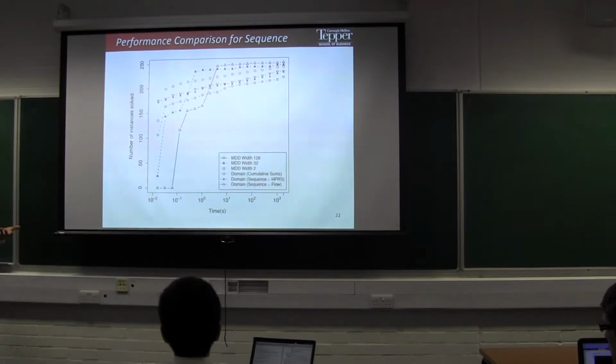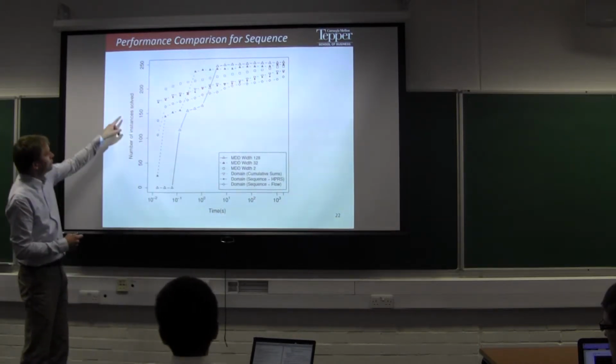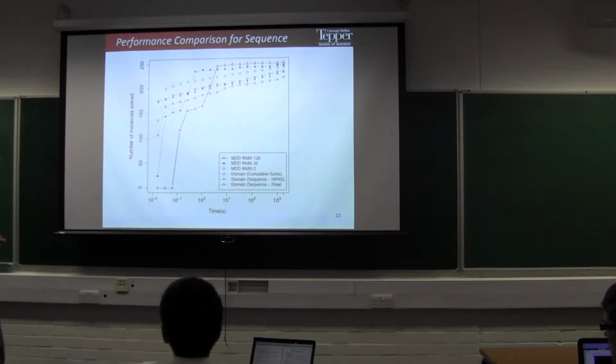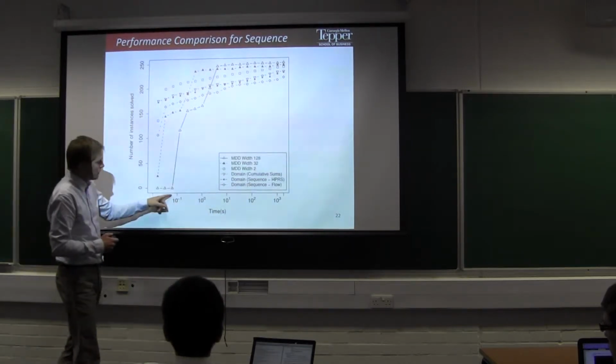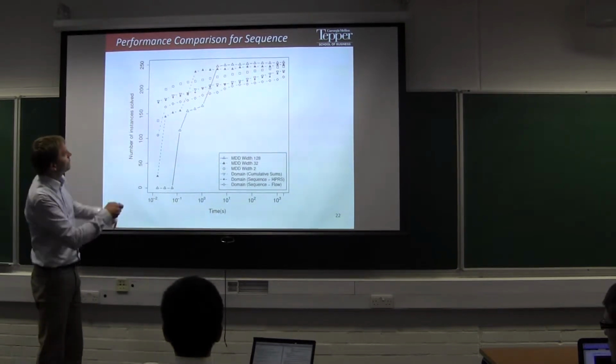So how much would you gain if you would invoke MDD propagation over domain propagation? Here is the time in log scale, and here is the number of instances solved. This is a performance plot. So up to basically below 0.1 second or so, the domain propagators do fairly well.